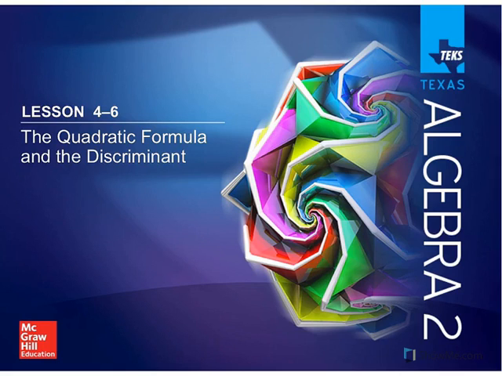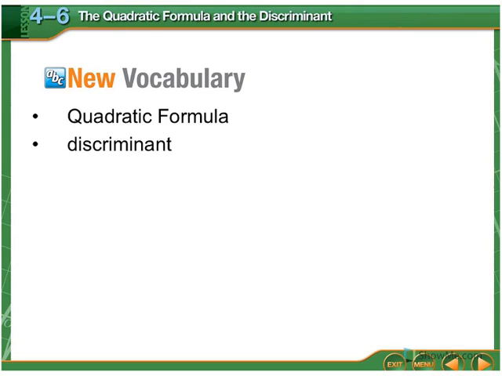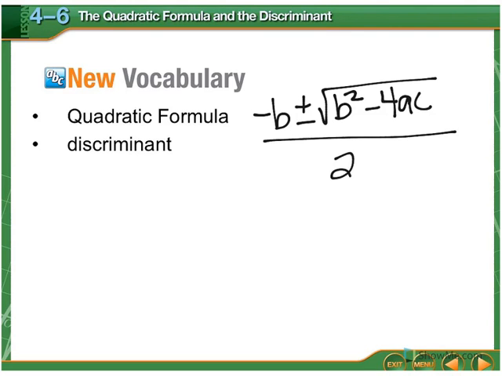Tutorial over 4/6, the quadratic formula and the discriminant. Your new vocabulary is quadratic formula and discriminant. The quadratic formula is negative b plus or minus the square root of b squared minus 4ac, all divided by 2a, where a, b, and c are the coefficients on your quadratic formula.